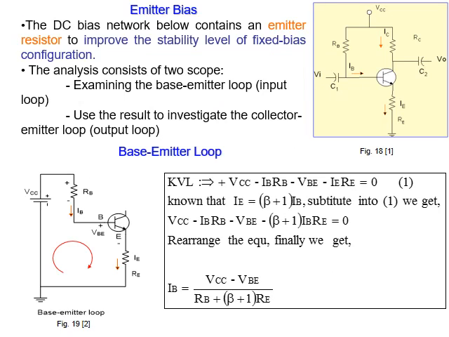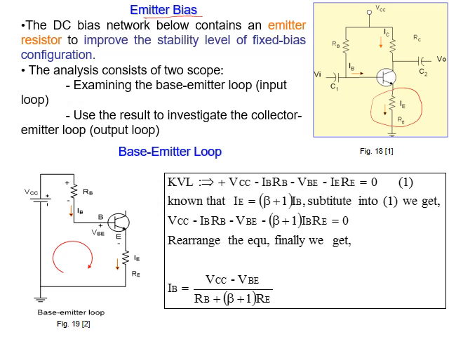Can we fix this? Yes, we can make some improvement in the circuit to fix it. I will start with the first improvement, which is another circuit called emitter bias. Emitter bias: what I will do, with the same previous circuit, I will add a resistance on the emitter.